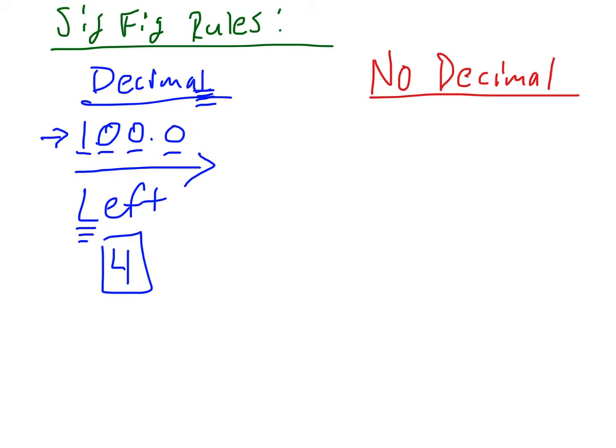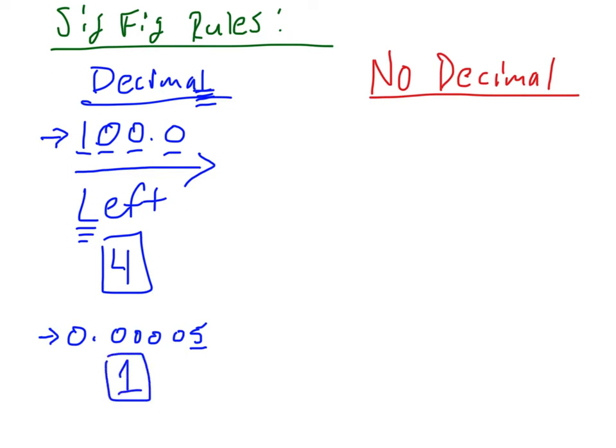Alright, so what if we had this number? Okay, let's apply the decimal rule. Does the number have a decimal? Yes. Find the first non-zero digit. We're going to start on the left-hand side of the number. Find the first non-zero digit. That would be 5. So how many significant figures does this number have? 1.